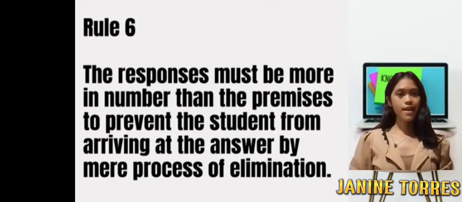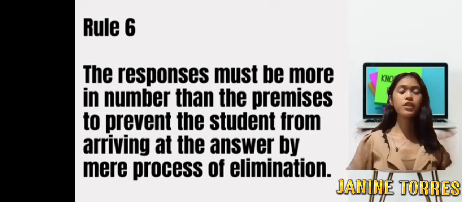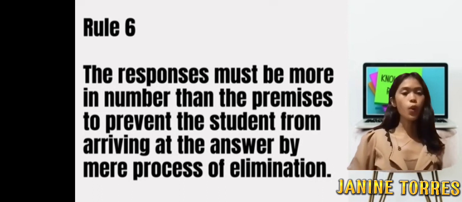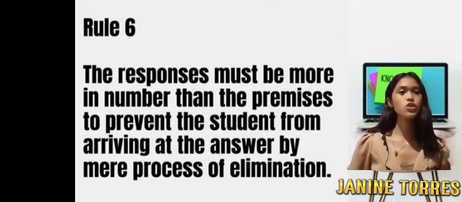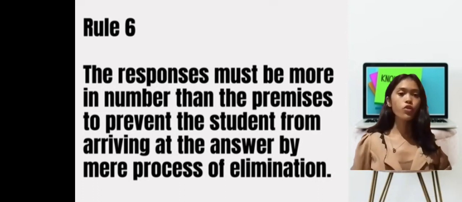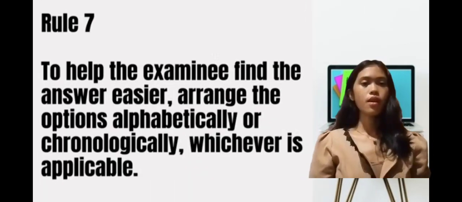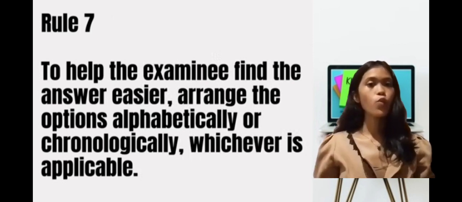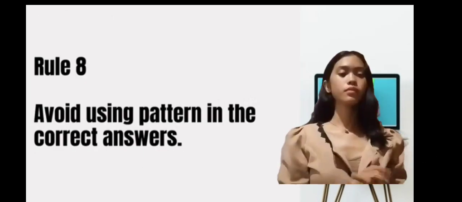Rule number 6. The responses, class, must be more in number than the premises to prevent the student from arriving at the answer by the mere process of elimination. So, if you have 10 premises, you should have 11 or more responses. Rule number 7. To help the examinee find the answer easier, arrange the options alphabetically or chronologically if it is in date or time, whichever is applicable.